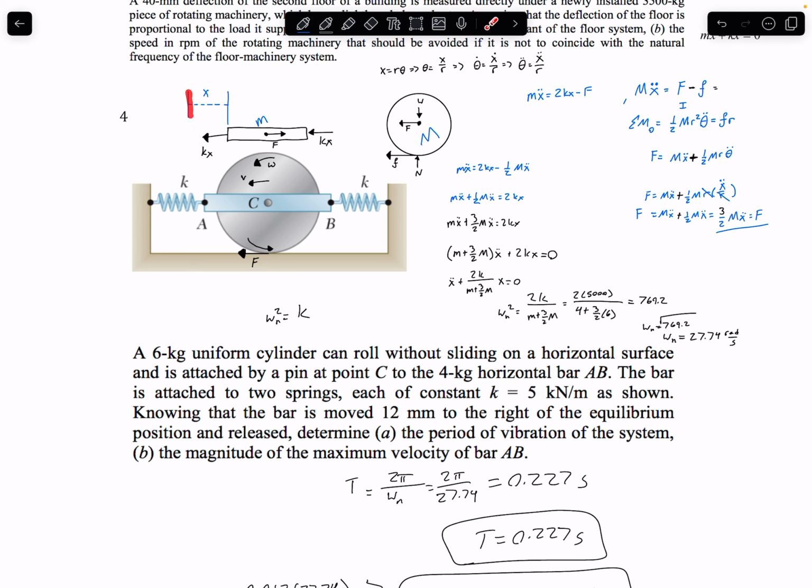So here we have the delta or x value that it's moved. And then we have the kx, or the force of the spring here, force of the spring there, because if you move this way, this spring is going to want to push you that way back to equilibrium, and this spring is going to want to push or pull you towards itself to equilibrium.